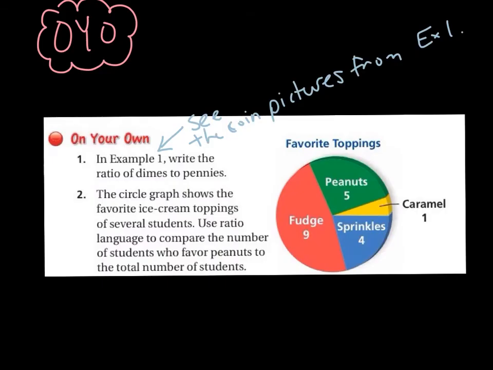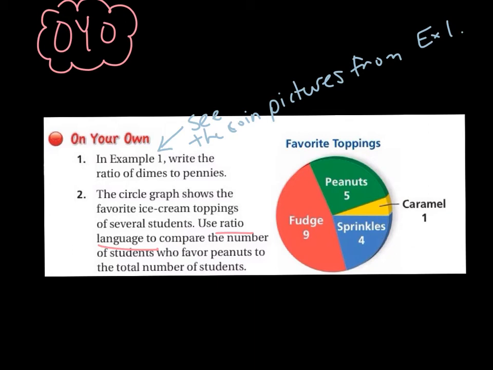Here are 2 on your own problems. For question number 1, you can see those coin pictures from example 1. Remember, they were all the same, so just pick one of the coin pictures to help answer this question. And then for number 2, you have to interpret the circle graph over here. And when they say use ratio language, they don't necessarily just want you to write the ratio, they want you to try to explain what it means.